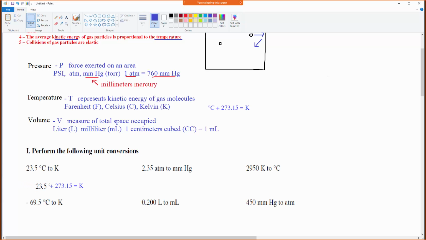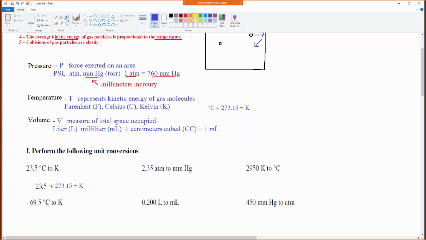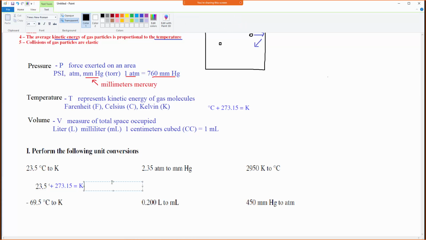So 23.5 plus 273.15 gives 296.65. Now the significant figures actually do something interesting here. You know the tenths place, but you don't really know the hundredths place on this number. So whatever that is, when you add it together, you really have no idea what the hundredths place is in the result. So you should round it to 296.7. Again, I'm never going to test you on that, but that's what Mastering Chemistry is going to tell you.